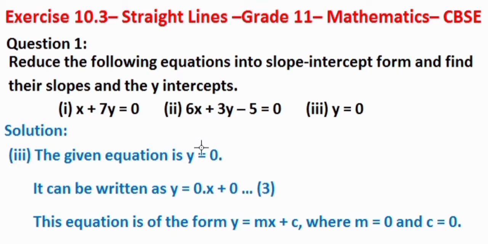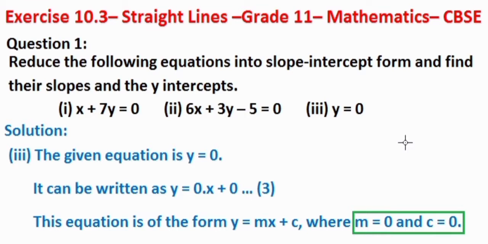The third one, y equal to 0, is directly given. That means 0 times x plus c. c is also 0. Slope is 0 and y-intercept is also 0. That is the meaning of y equal to mx plus c. So m is 0 and c is also 0, and slope is 0 and y-intercept is also 0. Hope you understand how to solve this sum.